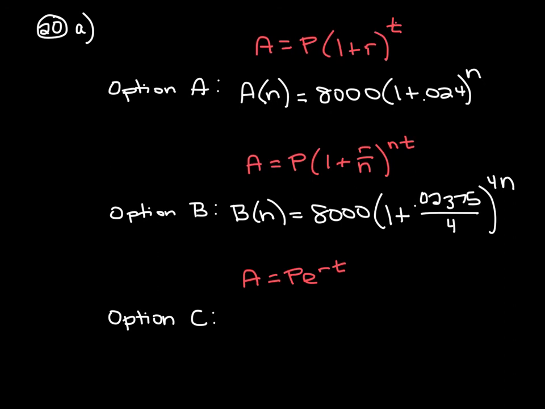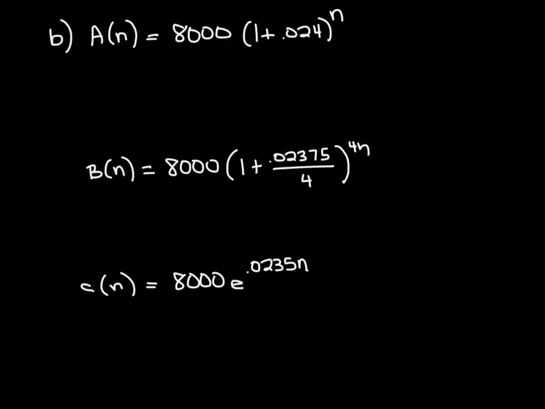So whenever something's compounded continuously, we can use A equals P e to the rt power. I'm going to call this one C of n. And again, he's investing $8,000. I'm going to multiply that by e. And this time our rate is 2.35%, so we could write that as 0.0235. And again, the time is going to be in terms of n.